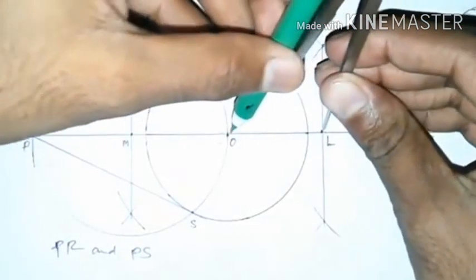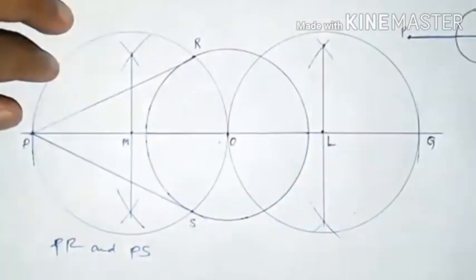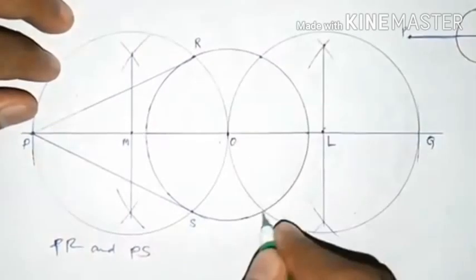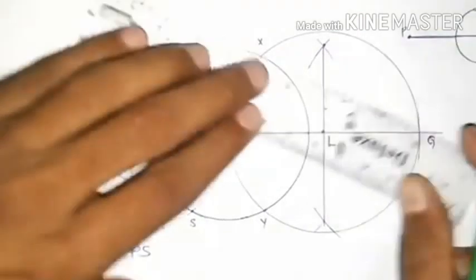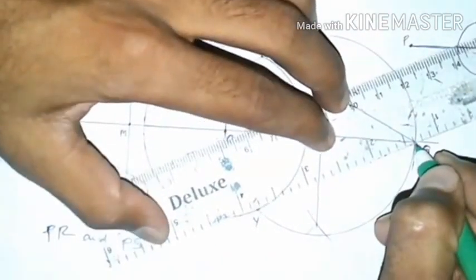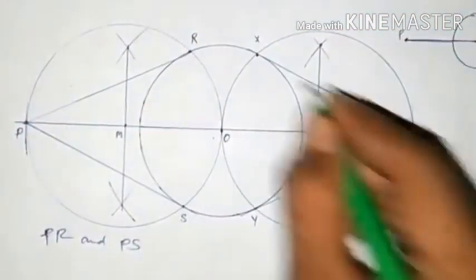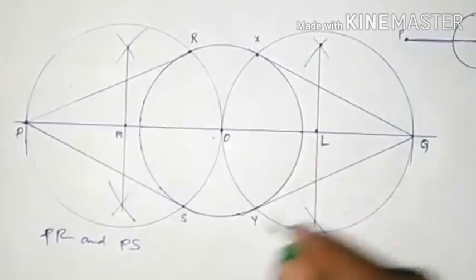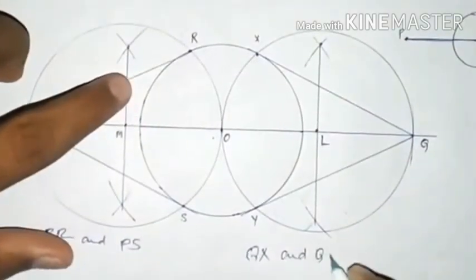Now with LO as radius and L as center, draw another circle which will pass through the point Q. And point of intersection of the two circles we can mark as X and Y. Join XQ and QY, and this XQ and QY are the tangents from the external point Q. QX and QY are the tangents.